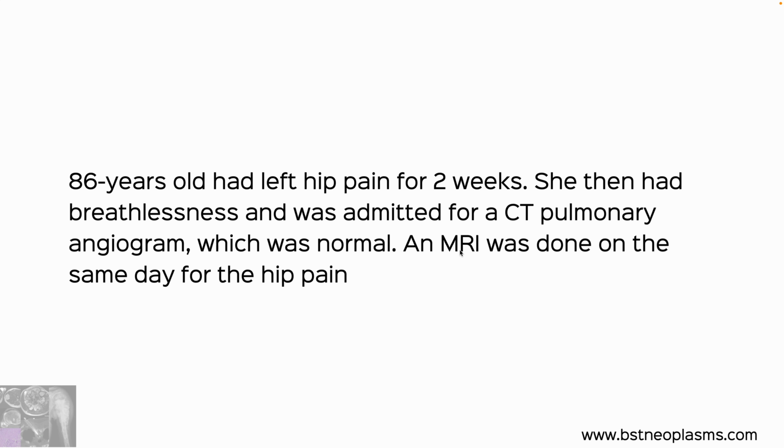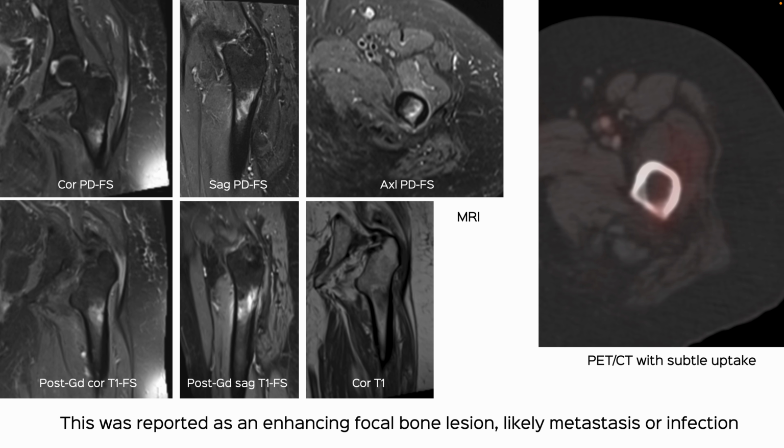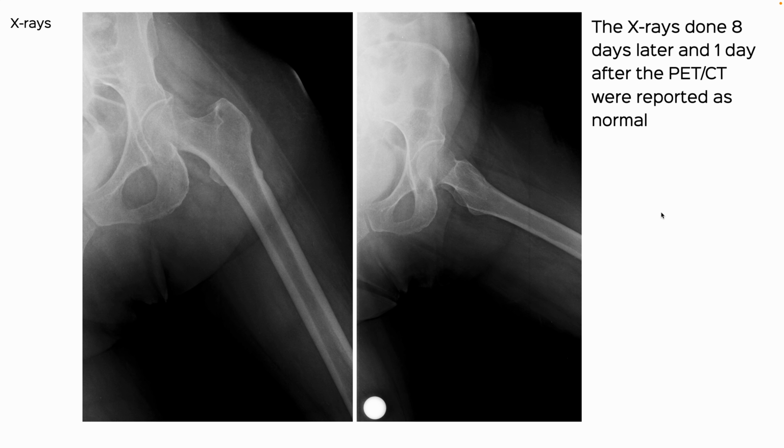Lastly, we have this 86-year-old who had left hip pain for 2 weeks, was admitted for suspected thromboembolism, but she had a little hip pain, so an MR was done. An MR showed this marrow edema, and the report was metastasis versus infection. And a PET CT was done a week later, which showed subtle uptake. And this X-ray was done 1 day after the PET CT. And both the radiologist, who I would expect would miss this, but the orthopedic surgeon also missed this pathology.